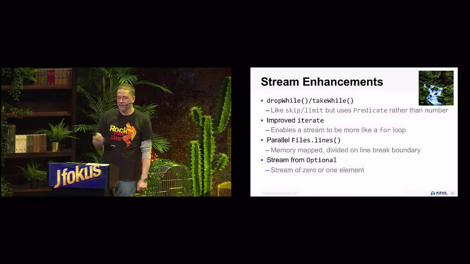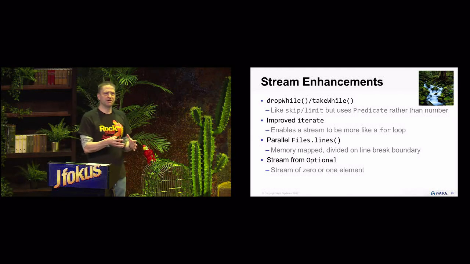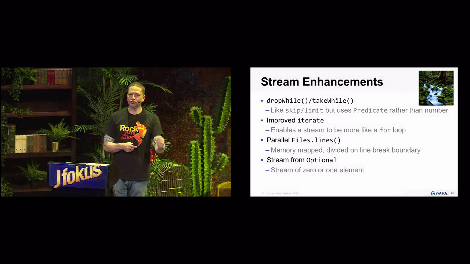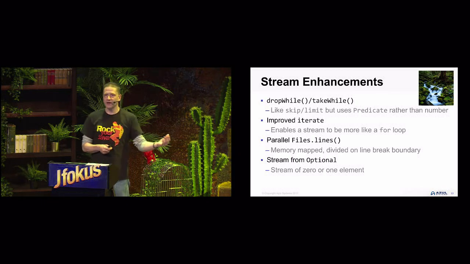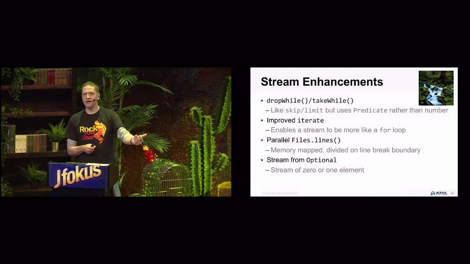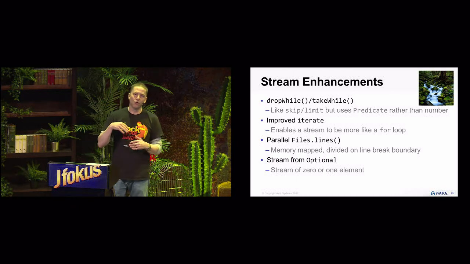So it's an integer. dropWhile and takeWhile use a predicate. So we now can specify a condition. As long as that condition is true, then we will either drop elements from the input stream or take elements from the input stream. Once the predicate is evaluated to being false, then it flips the state.